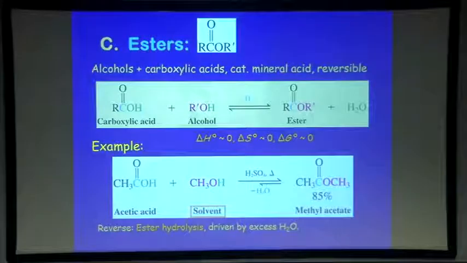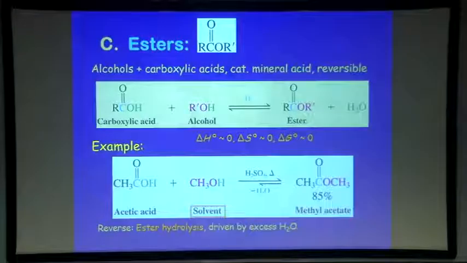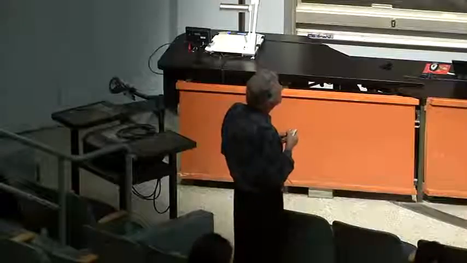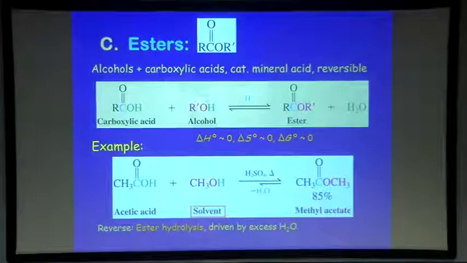Notice also when you look at bonds broken, this C-OH bond, you're making a C-OR bond, that is essentially the same, and you're breaking an O-H bond and you're making an O-H bond, that's the same, slight variation because of the substituents. The delta H is essentially zero. If you're taking two molecules and making two molecules, the delta S is very close to 0, meaning that the delta G is very close to 0, meaning that this equilibrium is 1-to-1. So we are back to a classic equilibrium situation of the type we have encountered the last couple of weeks.